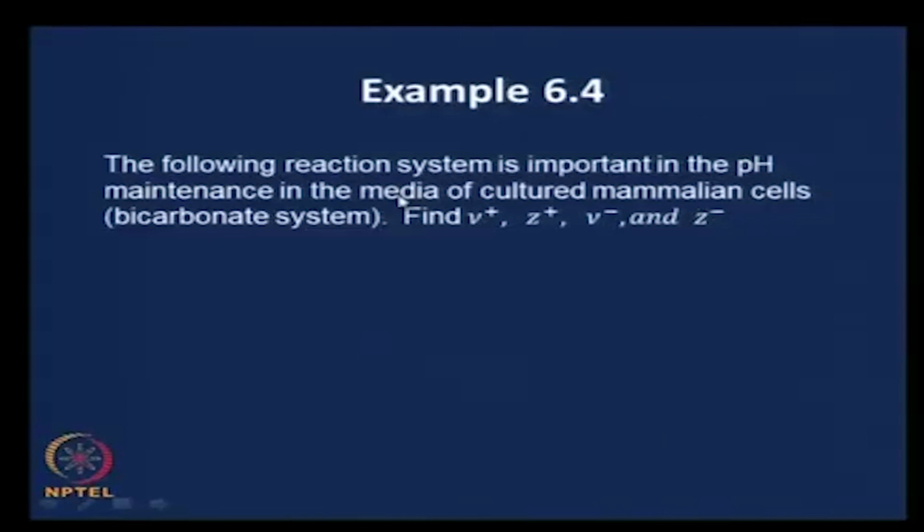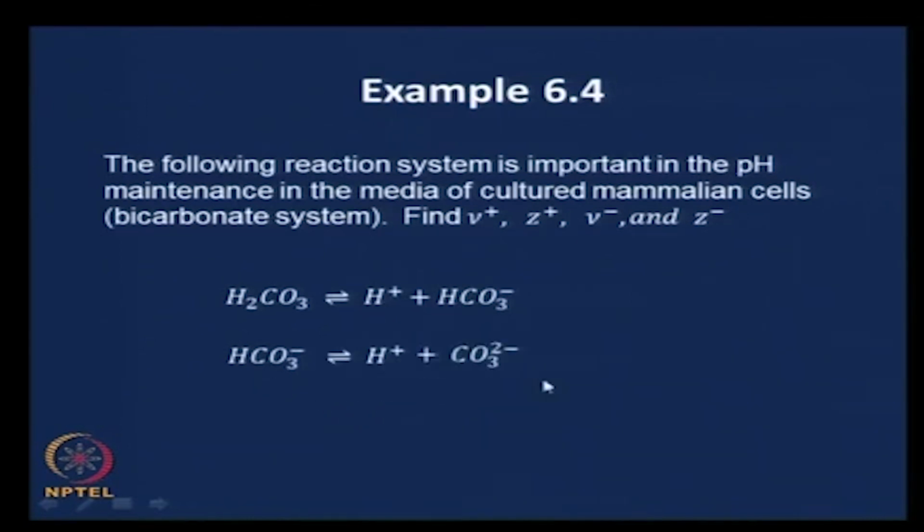The question here is relevant to whatever we are doing here. It is to find nu plus, Z plus, nu minus and Z minus. The reactions are bicarbonate giving you H plus and HCO3 minus, and HCO3 minus giving you H plus and CO3 2 minus. These in fact are the reactions that play a role to maintain the pH in the mammalian cell medium in a narrow range.